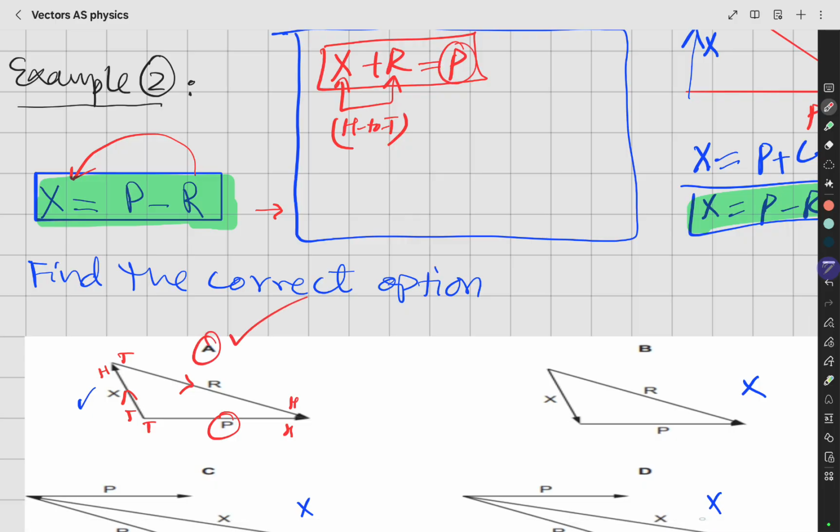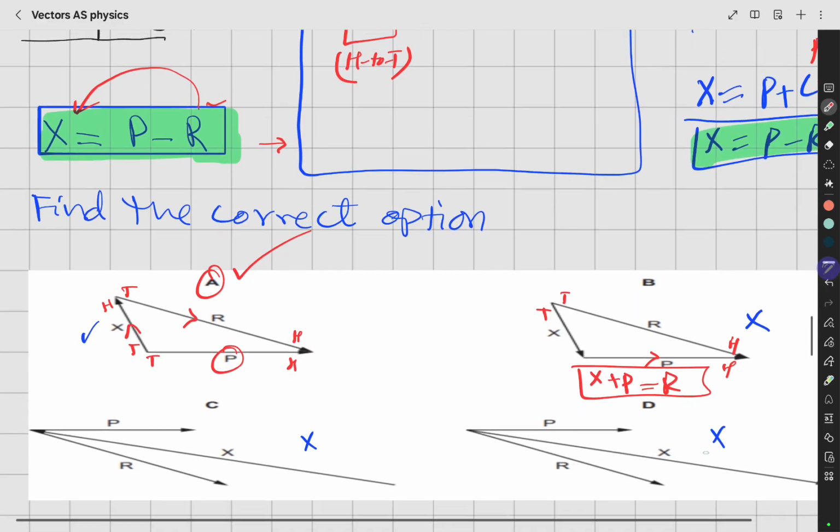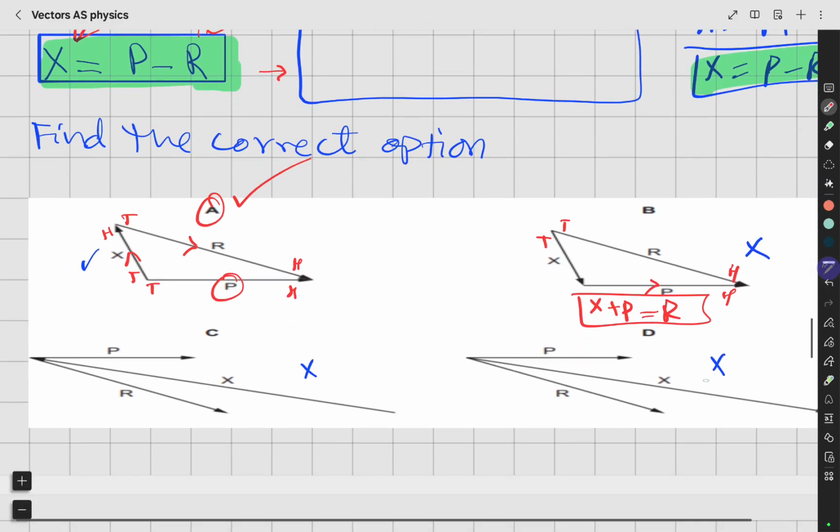But if you look upon option B, x and p are in head to tail rule, so its equation will be x plus p, and then this is tail tail, this is head head, so that will be equal to r, but that doesn't fulfill the equation. And C and D cannot be the option.